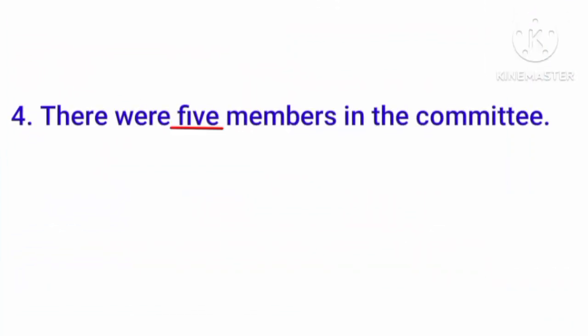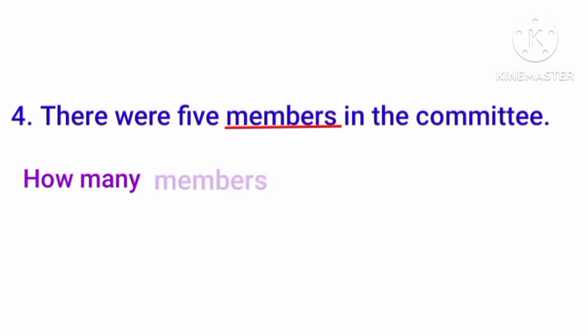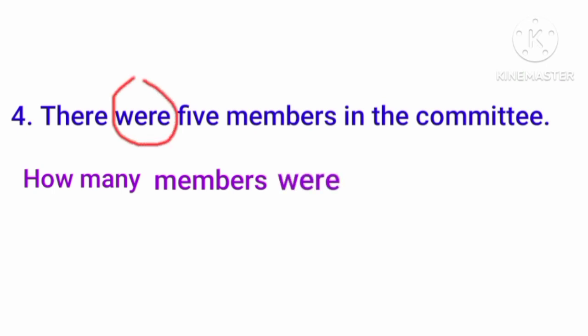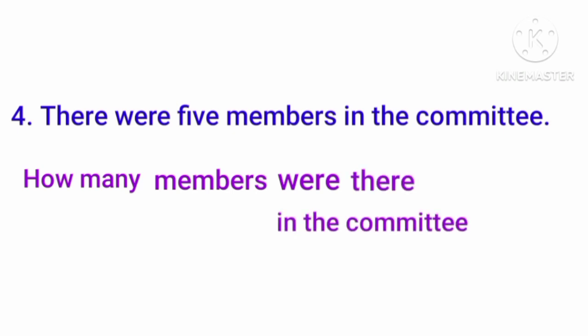In this sentence, 5 is the underlined portion and it is a number. Therefore, your WH word will be how many. As 5 is not independent, it is connected with members. Therefore, you have to write the members here. Now you have to write the auxiliary verb were. Now write down the word there and then write down in the committee. And finally, a question mark.